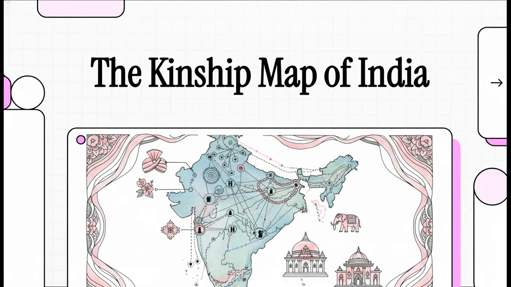All right, today we're diving into something truly fascinating, maybe even a little mind-bending. It's all about the rules that decide one of the biggest questions in any society. Who are you allowed to marry? And we're going to do it by looking at the incredible kinship map of India.